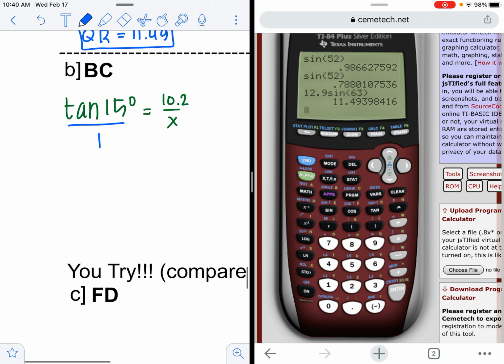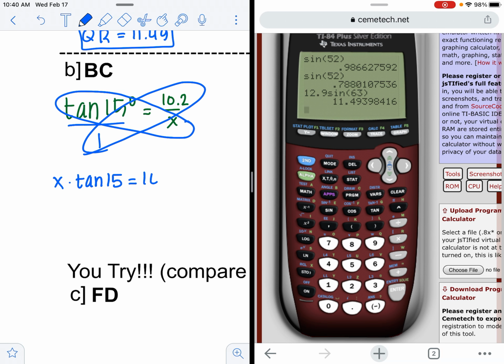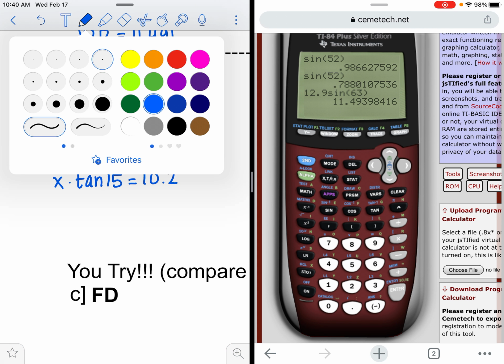I'm solving for a missing side, so I'm going to cross multiply. I'm going to put tangent over 1. And now I'm going to cross multiply. I like to multiply whatever has X in it first. So I have X times tangent of 15 is equal to 1 times 10.2, which is 10.2.